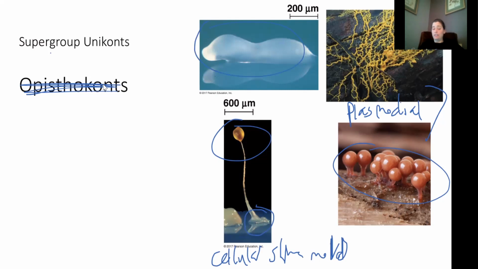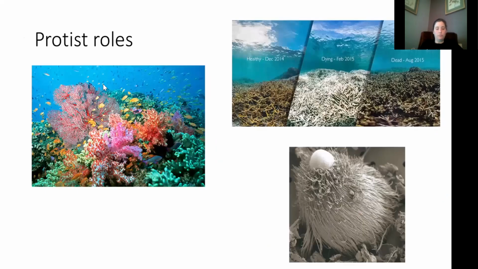So that is the end of our classification stuff. We have a couple more things to talk about. We're not talking about opisthokonts now. We'll talk more about that later. Last thing we're going to talk about is the role of protists in the environment. You know that we've talked about protists that make you sick, but protists are really important in the environment. And we're going to talk about two major roles that they have in the environment. One is symbiosis.